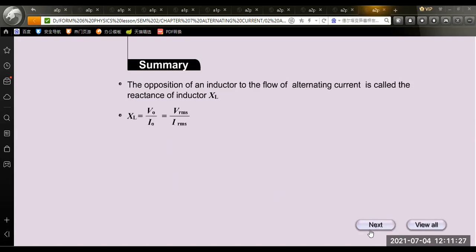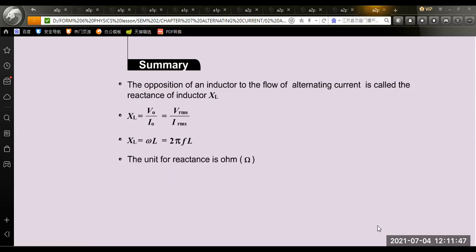Next, XL is equal to V naught over I naught, that means the peak voltage over the peak current, or VRMS over IRMS. Next, XL equals omega L, which equals 2 pi FL. Therefore, the unit for reactance is ohm. Next.